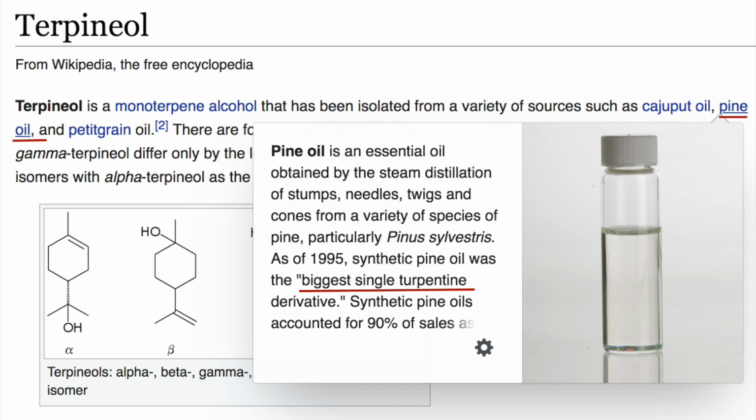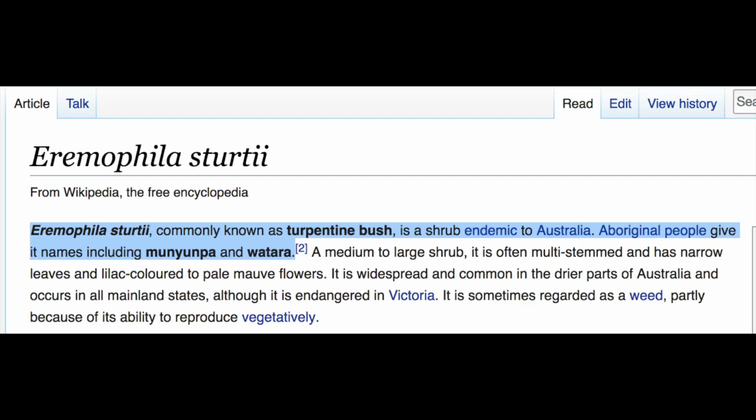Black seed oil also has a chemical called terpenol or terpineol, which is very similar to the turpentine processed from the pine trees. So yes, black seed oil has the constituents of turpentine in it. And as we know, turpentine has been used for many years as a folklore cure by Aboriginal people. Here we have the Eremophila sturtii, commonly known as turpentine bush, is a shrub endemic to Australia. Aboriginal people give it names including Muniumpa and Watara. So they're familiar with the turpentine as well and its power.